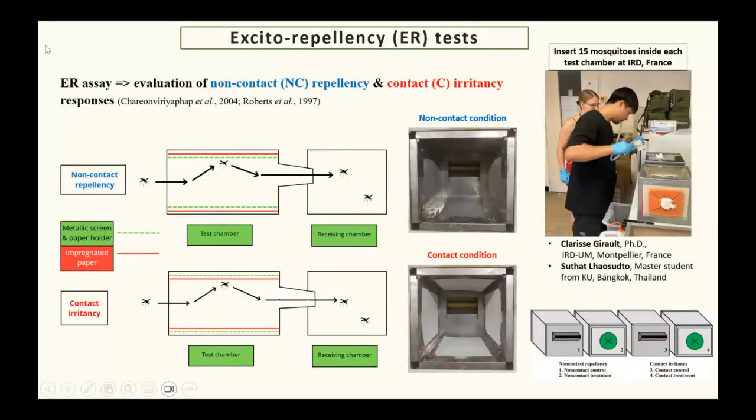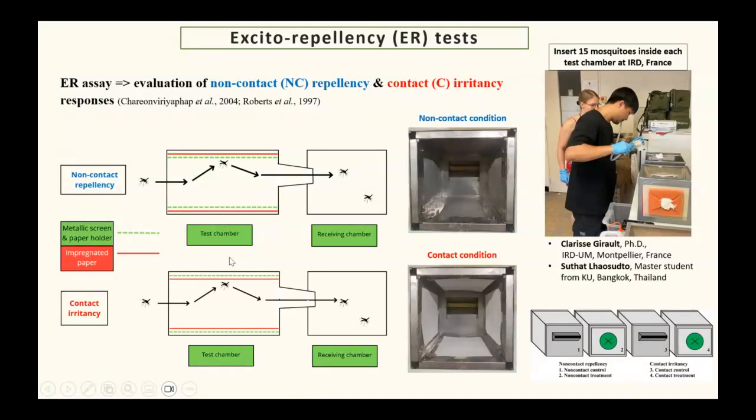So the exciter repellency tests are made in 2 conditions. Like I told you, the non-contact condition to see the repellency effect of the product. To do this, the impregnated paper is put behind the metallic screen inside the chamber, and the mosquitoes are put inside, and we see if they go to the receiving chamber or not.